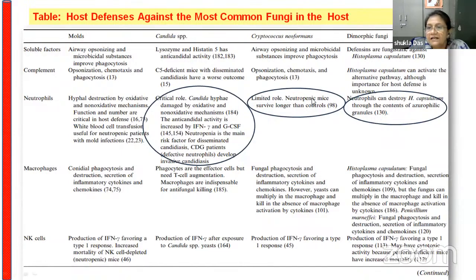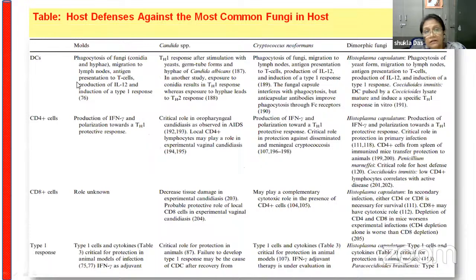A neutropenic patient will have disseminated mold infection, but may be protected from disseminated Cryptococcus because neutrophils are not the line of defense for Cryptococcus, whereas macrophages are important for all. The dendritic cells, the CD4, CD8, they are all important. So this gives you a very holistic view about which are the cells looking after the first innate defense mechanism, and then the acquired immunity, the interleukins, a Th1 or a Th2.